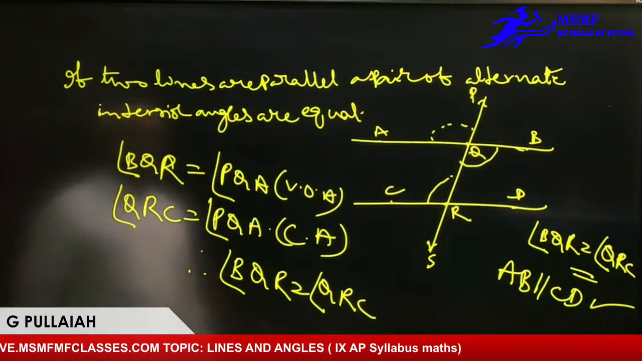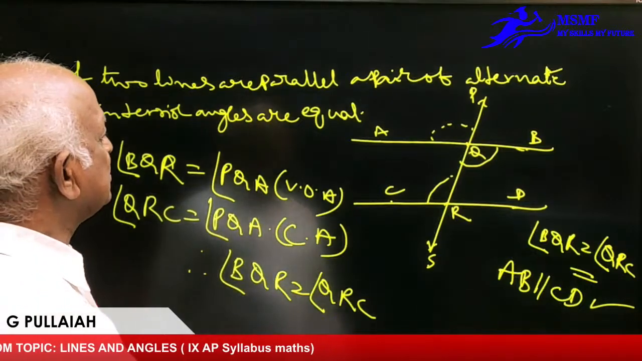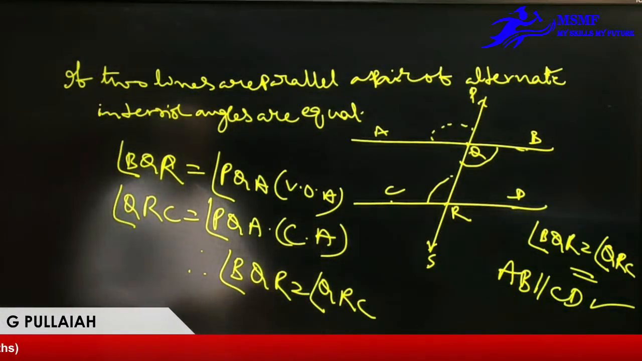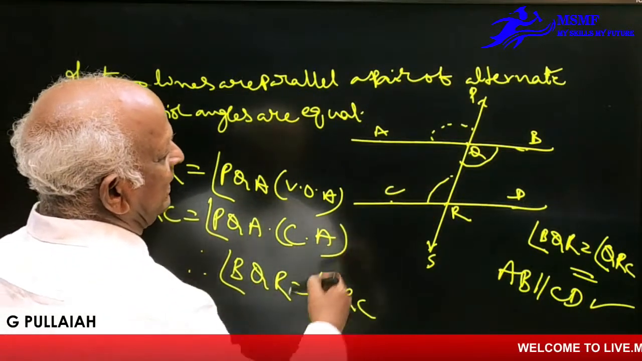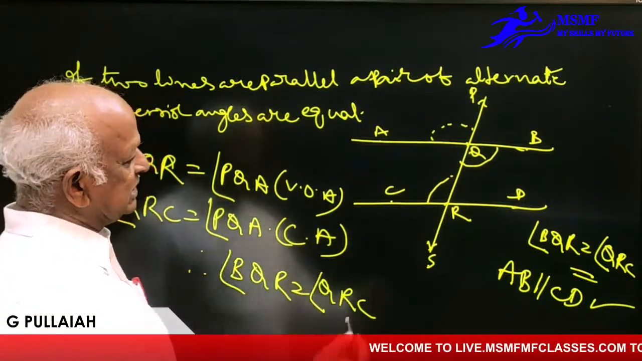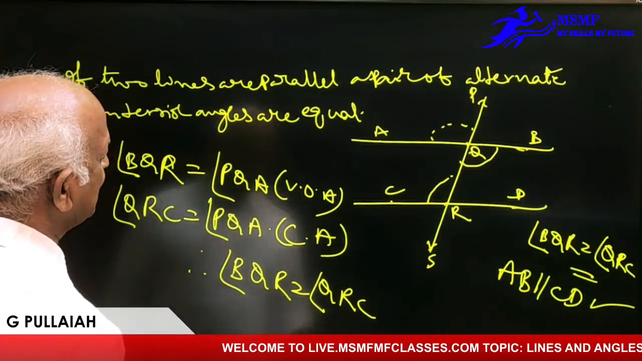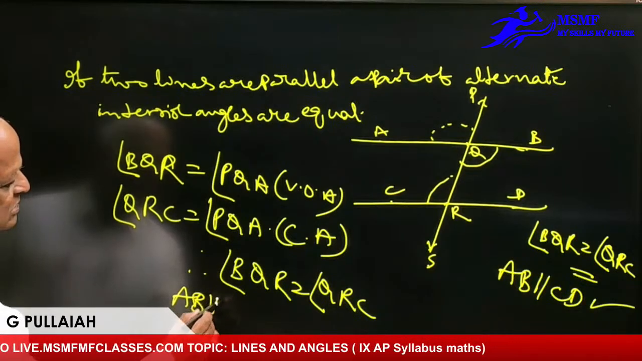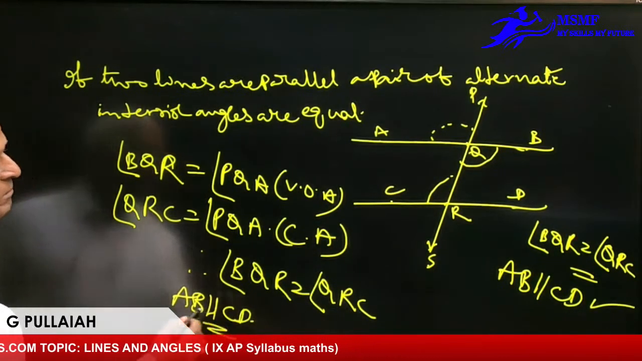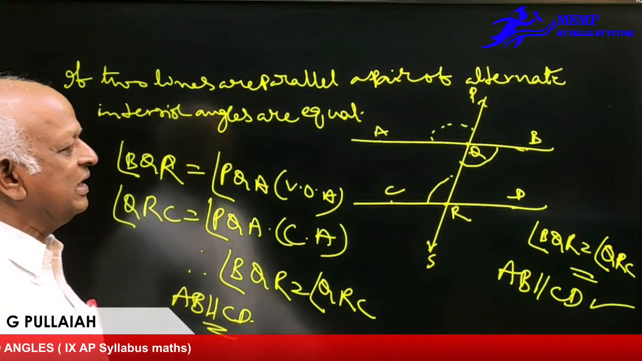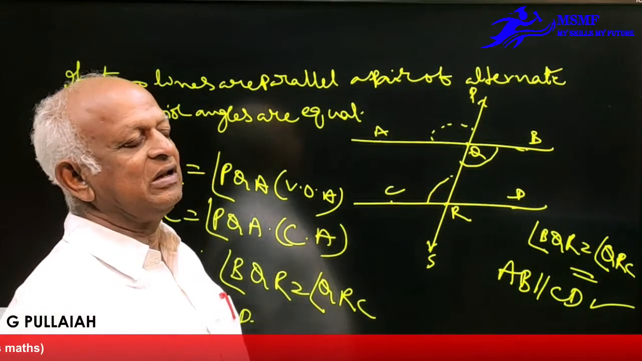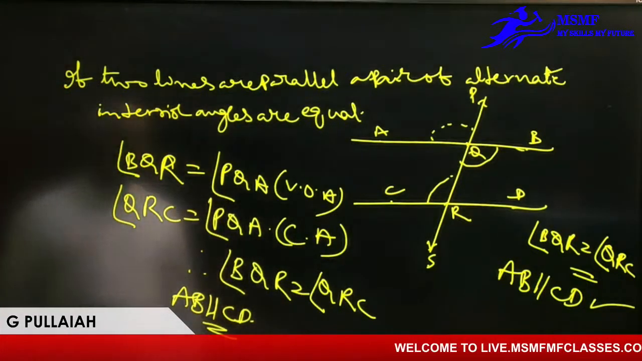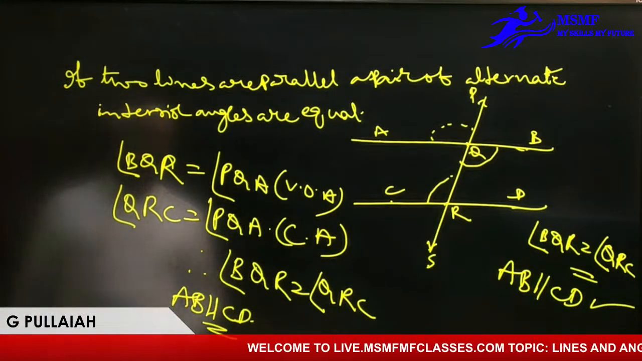Now, angle BQR is equal to angle QRC. They are the interior opposite angles. These are the interior angles. The interior alternate angles are equal. Then you can say here AB is parallel to CD, by taking these interior alternate angles. Okay. So now here, think very carefully. How can you prove this?